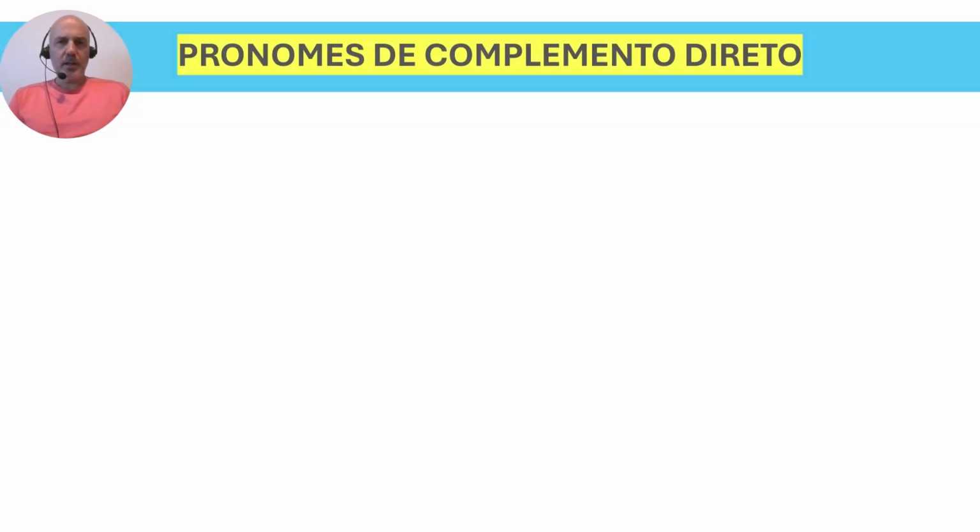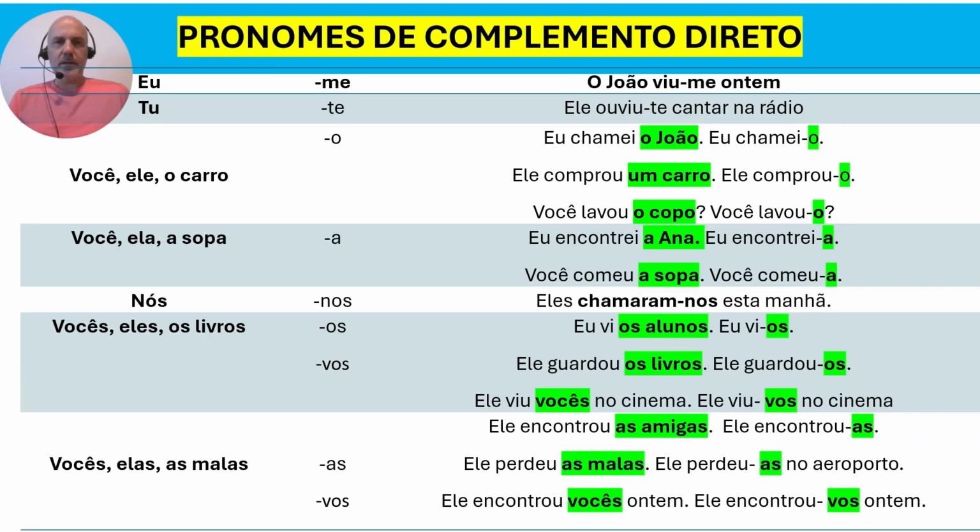So let's check now this slide here. Here you have the list of pronouns that we use and that work as complemento direto. For eu, we have me. For tu, we have te. For you formal, he, or an object, we use o. For you, but a lady, ela, or a thing, an object, a concept, we use a.